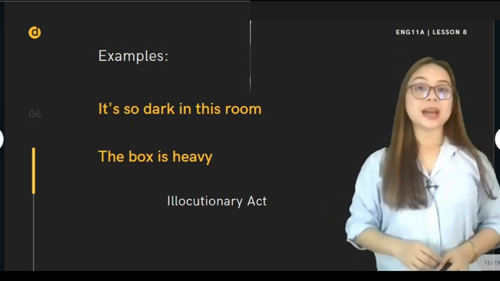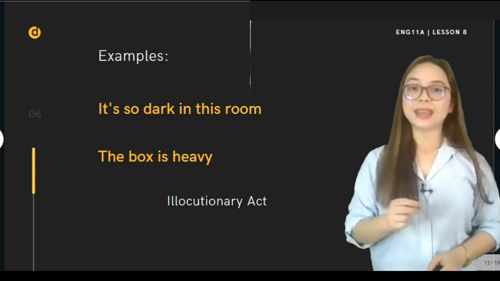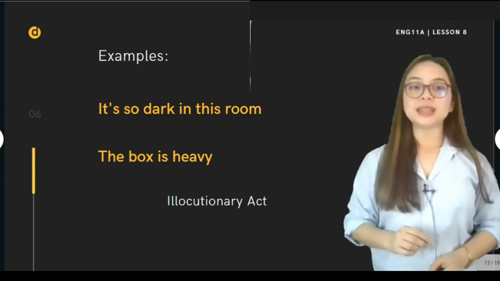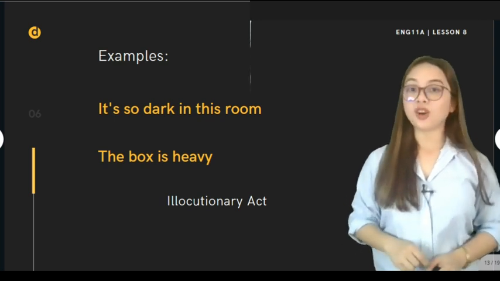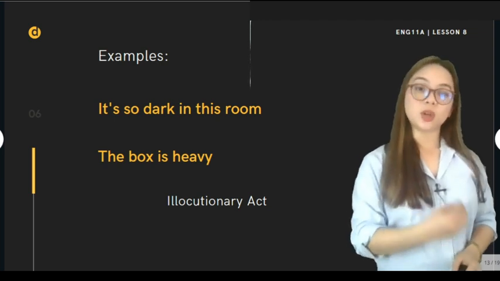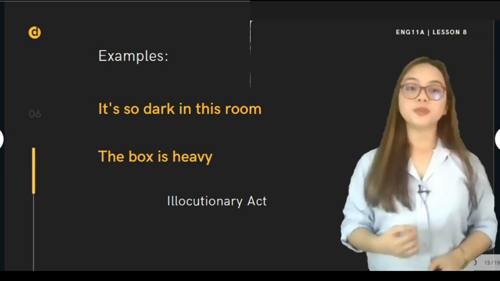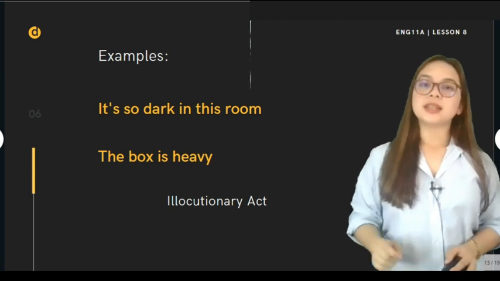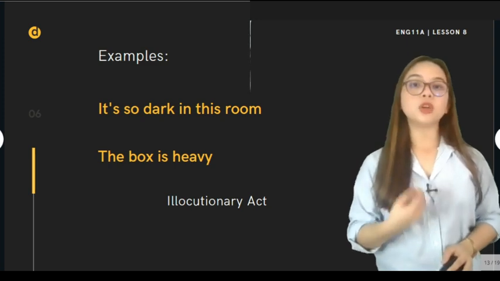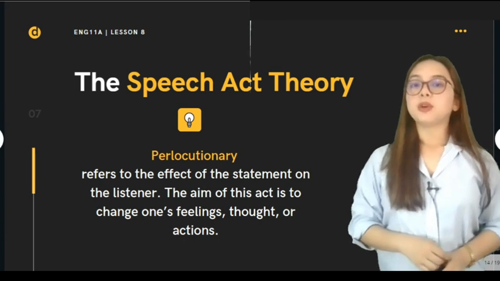Let us have the same example sentences earlier. First, it's so dark in this room. Second, the box is heavy. Based on the examples given, the first sentence shows a request to switch the light on. Saying this statement means you are requesting someone to switch the light on. On the second sentence, this shows that you are requesting to lift up the box. When you utter these sentences under illocutionary acts, then you have the intention of making someone do something that you cannot do.